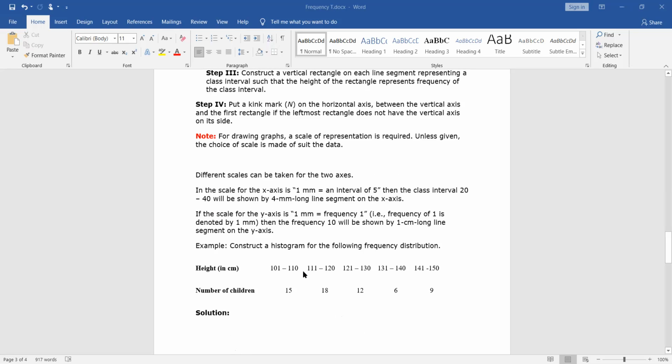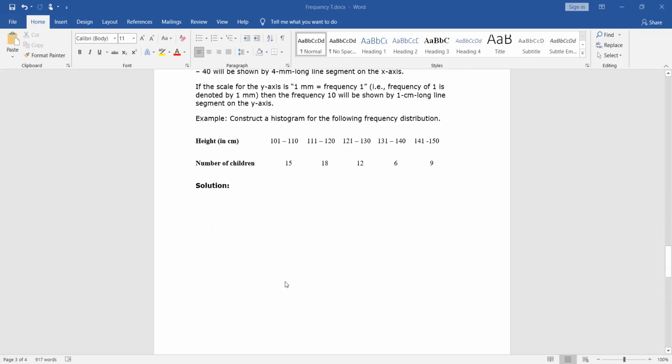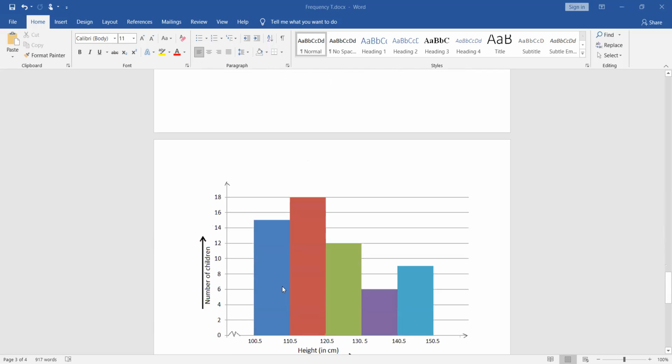You can see that these are non-overlapping class intervals. But when we draw a histogram for the frequency distribution, we need overlapping class intervals. So first we have to make overlapping class intervals, so we need to draw the class boundaries.